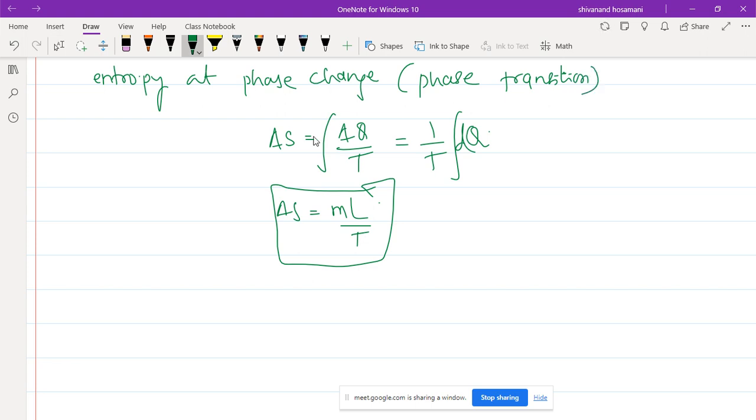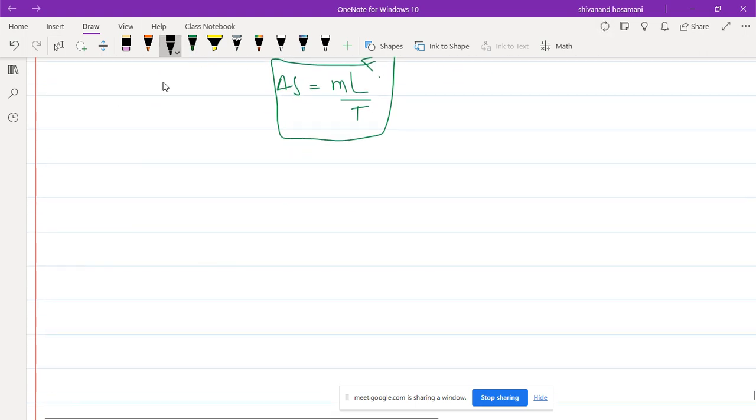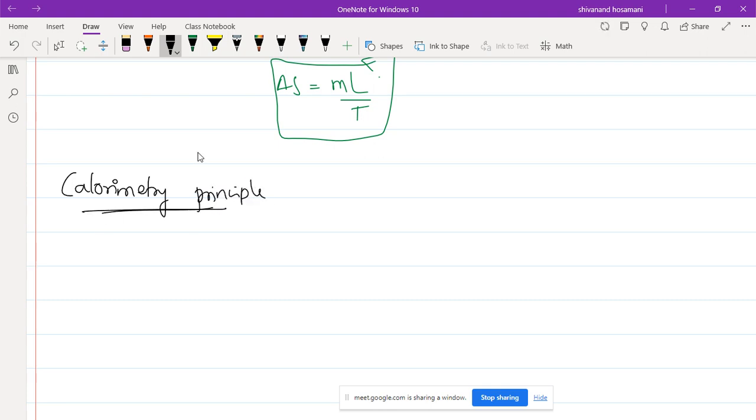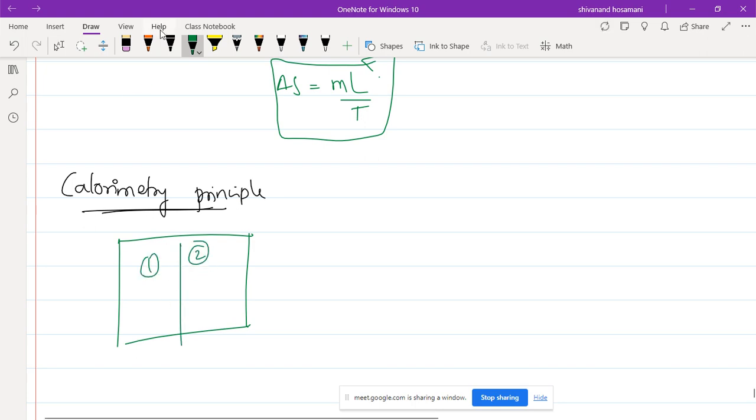Here we are going to use the principle of calorimetry. What do I mean by the calorimetry principle? Heat is transferred from higher to lower temperature until the temperature of the two bodies becomes the same. Consider system 1 and system 2, where one has mass m1 and specific heat C1, and the other has mass m2 and specific heat C2.